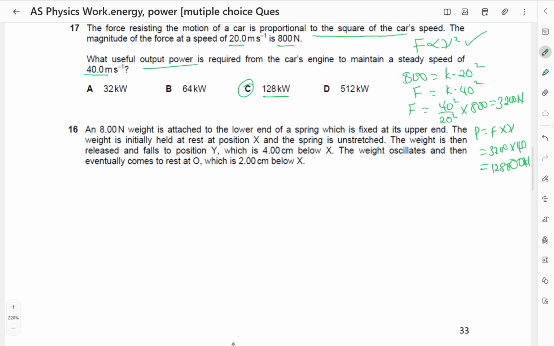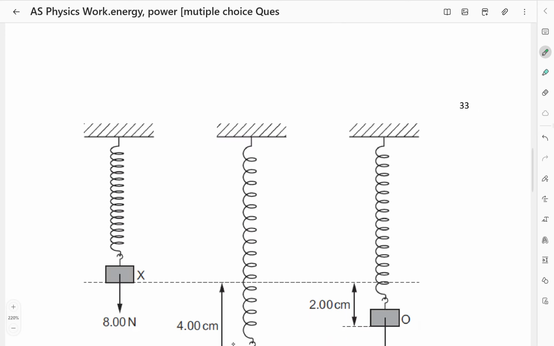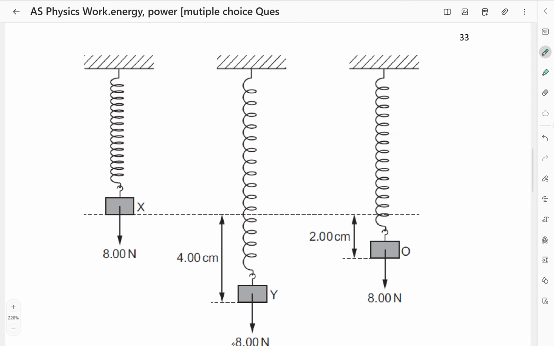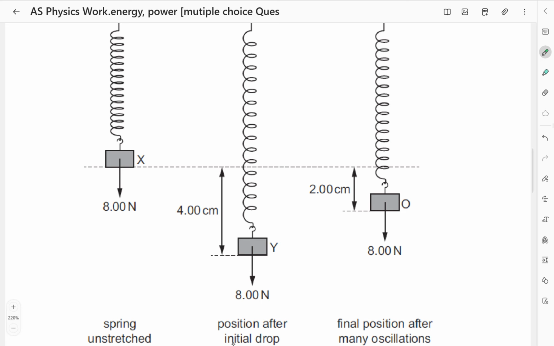Okay, an 8 newton weight is attached to the lower end of a spring which is fixed at its upper end. The weight is initially held at rest at position X and the spring is unstretched. The weight is then released and falls to position Y, which is 4 centimeters below X. The weight oscillates and then eventually comes to rest at O, which is 2 centimeters below X. So this is what we are looking at. Initially, the weight is at position X. It is released and it goes to position Y. Then it oscillates and comes back to position O.